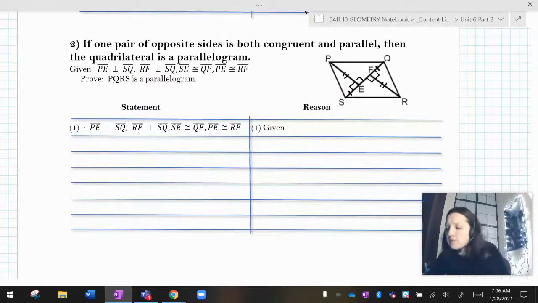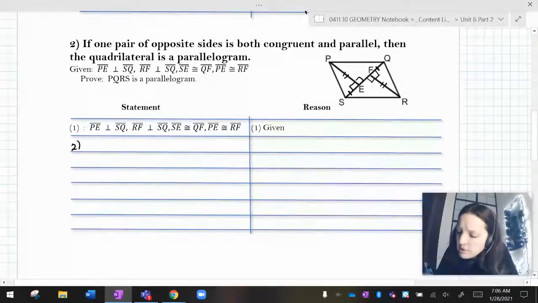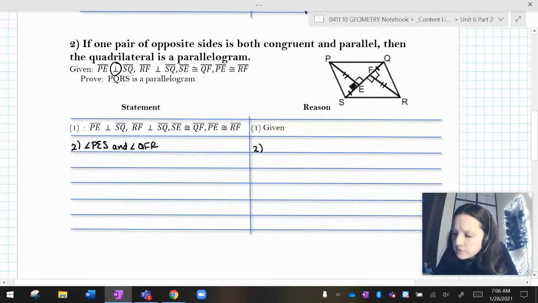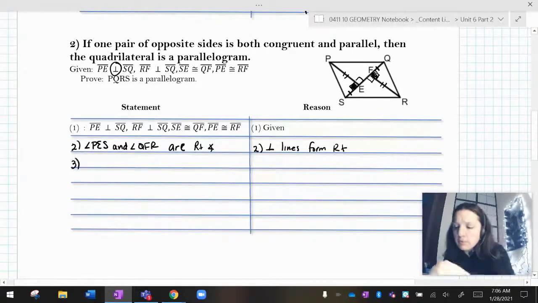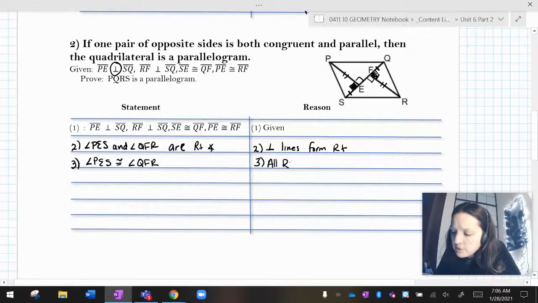So I'm given all that information, and what I realize once I'm marking this is that I am going to have SAS for these two tiny triangles here. So I'm going to get in here saying, you know what? They talked about perpendicularity, so I know I have some right angles. So angle PES and angle QFR, which are these two, those are going to be right angles because perpendicular lines form right angles. And then for number 3 here, I know that angle PES is congruent to QFR because all right angles are congruent.